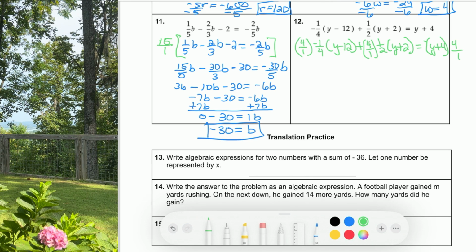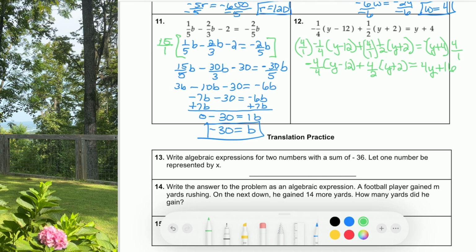So we end up with 4 times negative 1 is a negative 4 over 4. We still have our y minus 12. Then we have 4 times 1 is 4, 1 times 2 is 2. We still have our y plus 2. And then we have 4 times y on this side, which is 4y. And then 4 times 4 is plus 16.